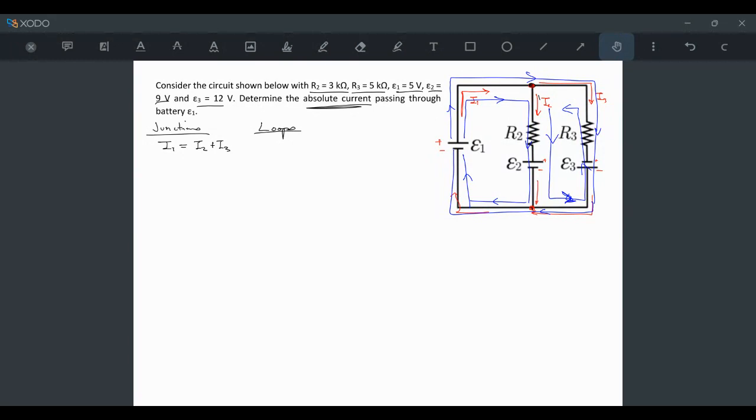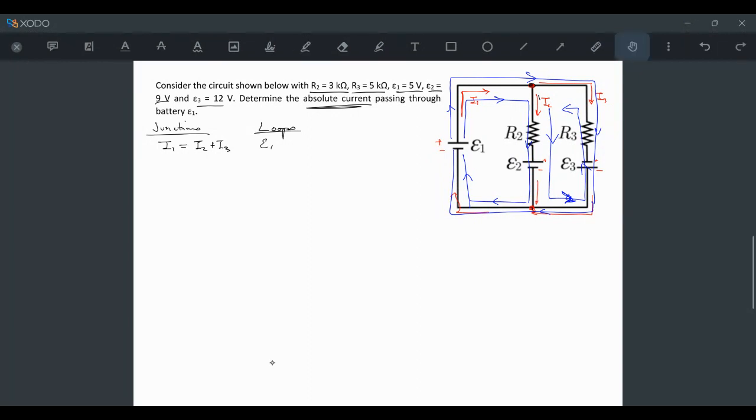For the first loop, which went down the branch with R2 and the second battery, let's write down the loop rule. So we start with epsilon 1. Then we encounter resistor 2, so the potential drops I2 R2. Then we encounter the battery epsilon 2, and we're going from the positive side to the negative side. So the potential will drop an amount epsilon 2, and then we can close the loop.